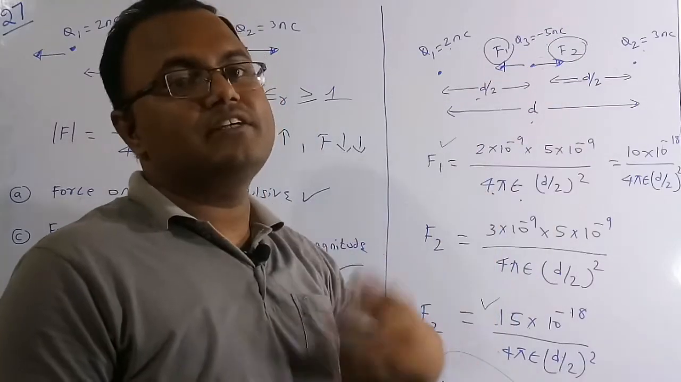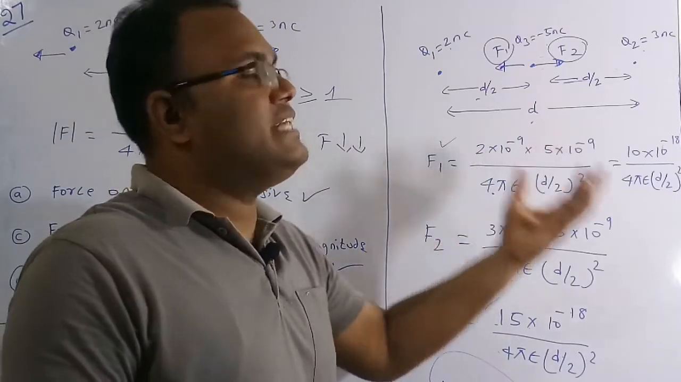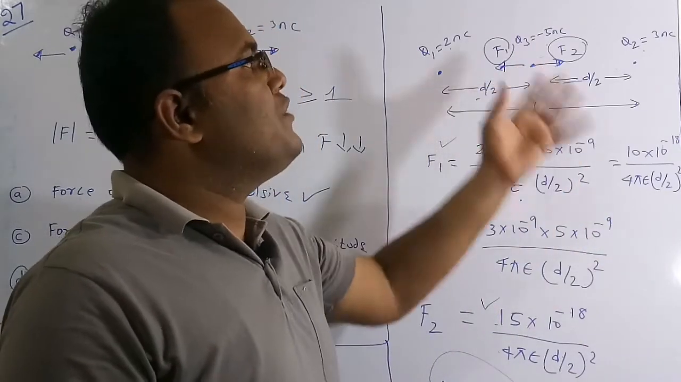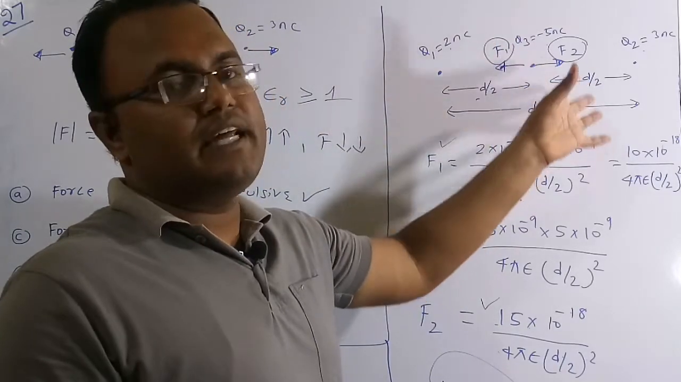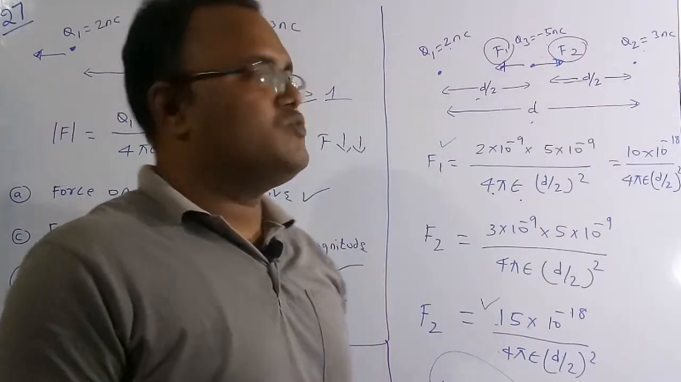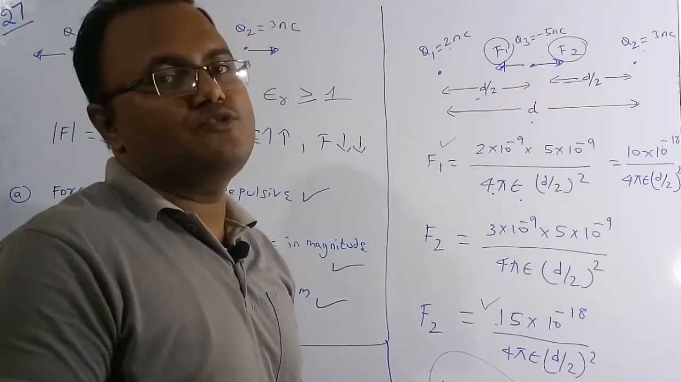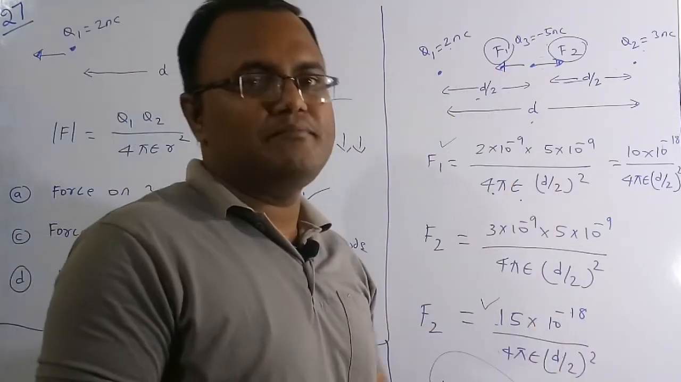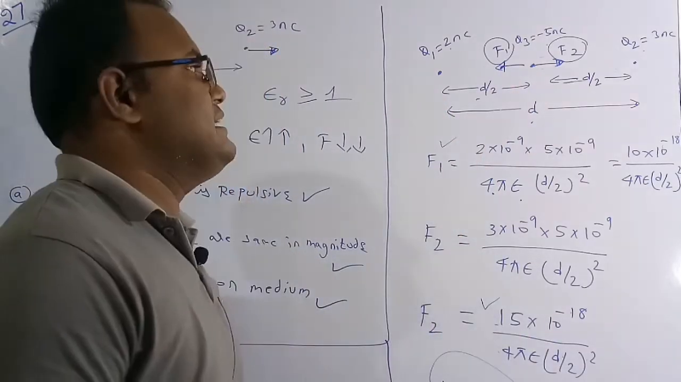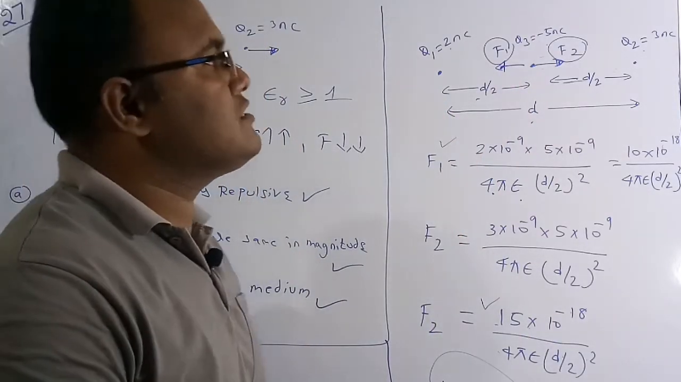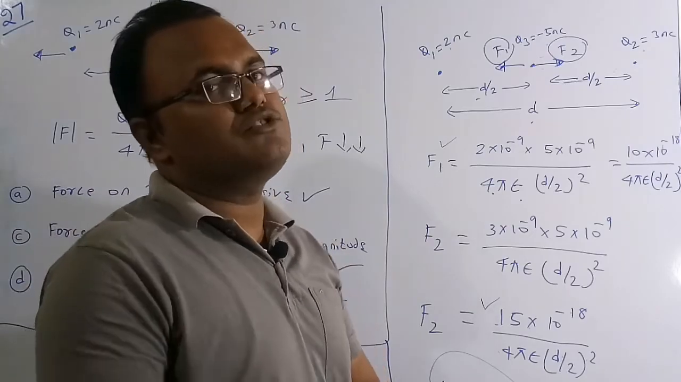It is going to experience a net force and it is going to move in the direction of the net force. This charge is going to face the net force in the direction of F2. Therefore this charge is going to move in the direction of the charge Q2. In option B they have said that this is going to remain at rest, but practically no, it is not going to remain at rest. So option B is the incorrect statement. The question asks which is the wrong statement, so option B is the correct solution of this question.